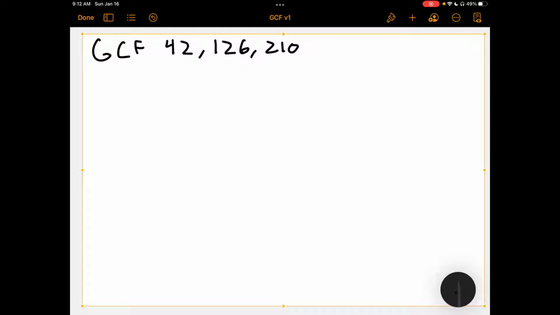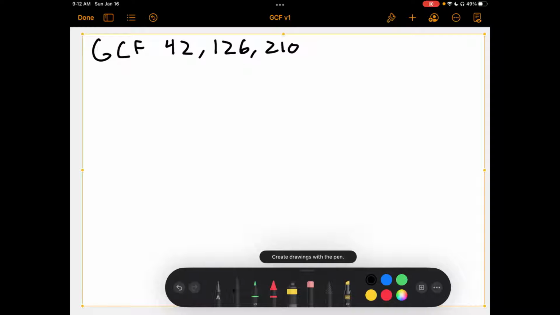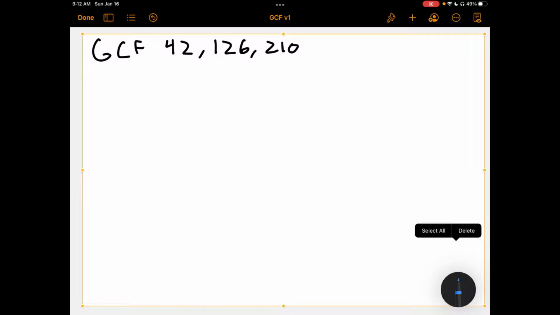So in order for us to find our greatest common factor, what I like to do is I write out the first number. I'm going to change the colors, change it to a blue. So for 42. And then what I do is I say, what's 1 divided by 42? So 1 and 42 give me even numbers. 1 can be divided evenly into 42 because it gives me 42 back. So I put 1 and 42.